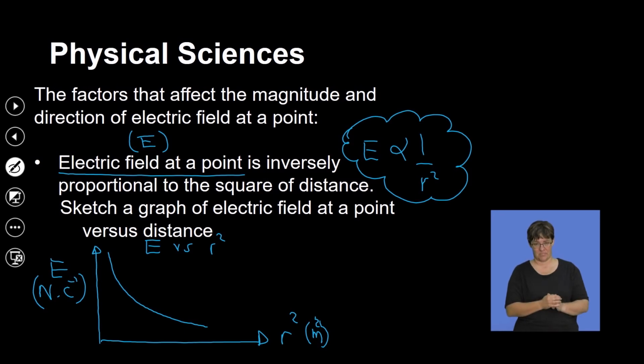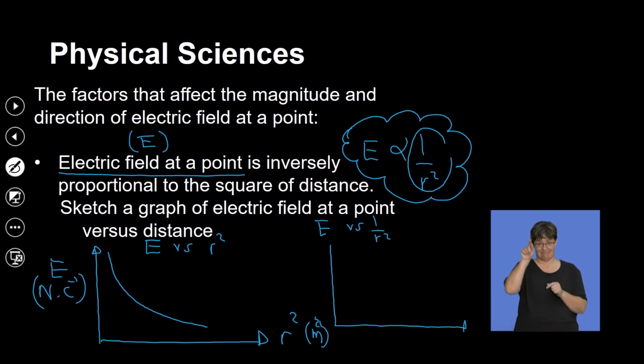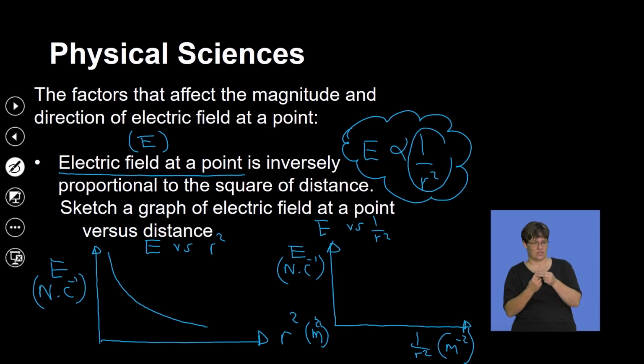But then one may ask, what about the relationship between E versus 1 over r squared? So 1 over r squared and E are directly proportional. So we'd have something of this sort. We've got our E, once again, in newton per coulomb, and then we've got 1 over r squared. This is per square meter. Those are the units, take note of that. And then there's a linear relationship between those two.